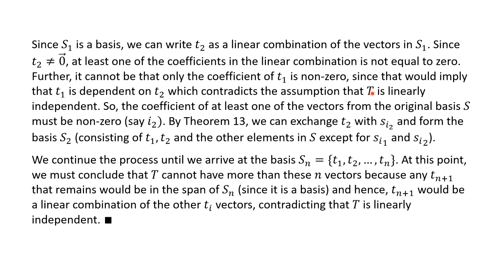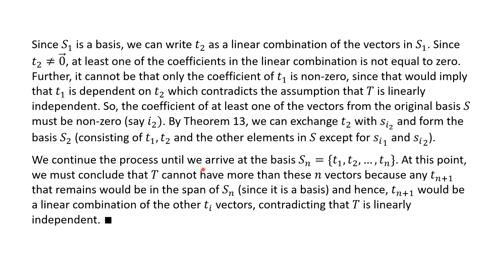We assumed T was a basis, but we only need the fact that it's linearly independent here, and we don't want to contradict that. So the coefficient of at least one of the vectors from the original basis, S, must be non-zero. Let's say that's I sub 2. Then we apply theorem 13 again, and we can exchange T sub 2 with S sub I sub 2 and form the basis S sub 2, consisting of T sub 1, T sub 2, and the other elements of S except for the ones we replaced, S sub I sub 1 and S sub I sub 2.